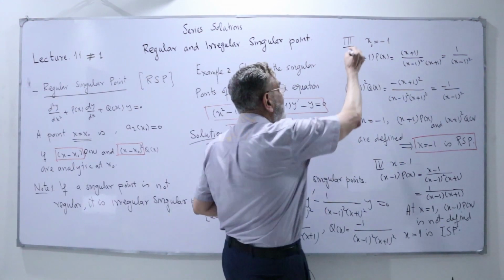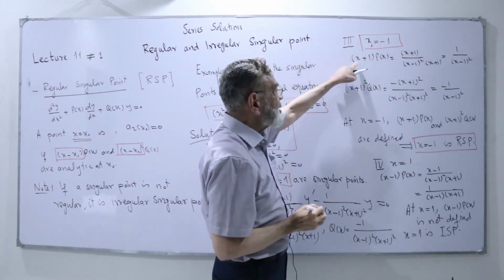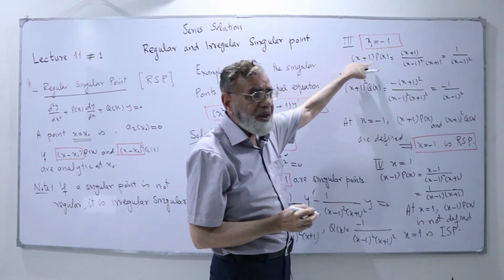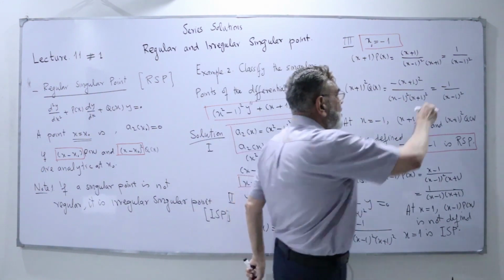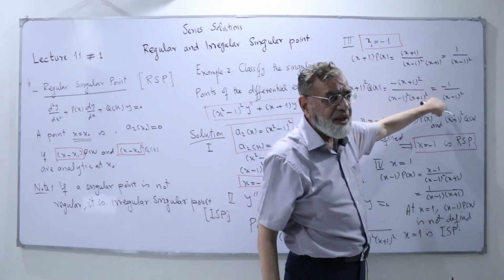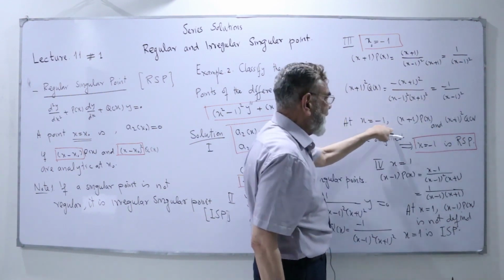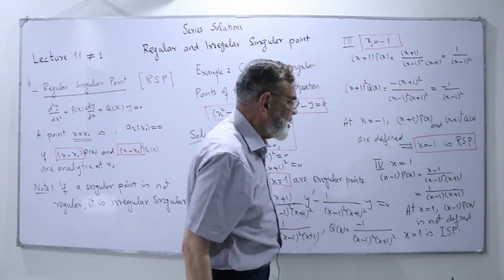We found p of x and we found q of x. Then first we check x0 equal to minus 1. So multiply by x minus x0, which becomes x plus 1 times p of x, and then x plus 1 whole square times q of x. So I get this function. Now I know this function is defined at x equal to minus 1. Also this is defined at x equal to minus 1. We say they are analytic. If they are analytic, then x equal to minus 1 is a regular singular point.